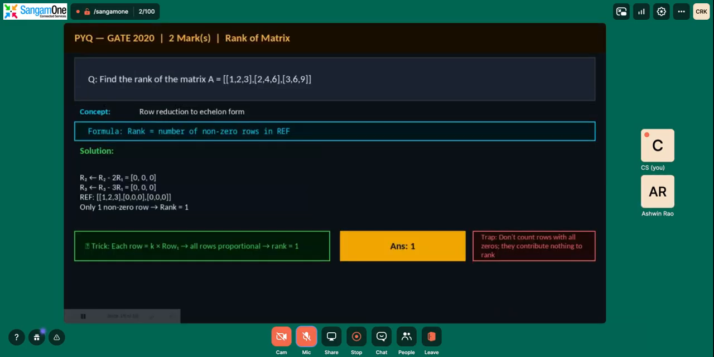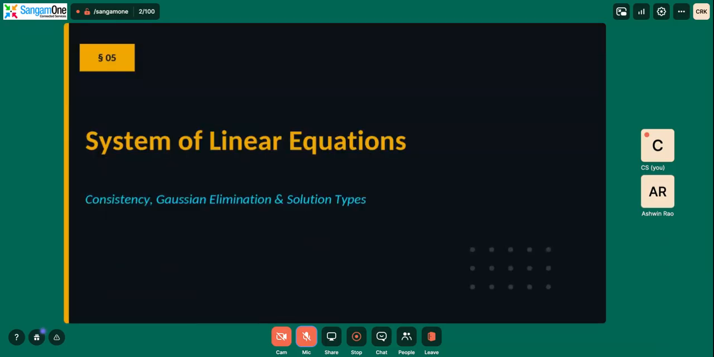The PYQ. As you can see here, this is the rank of the matrix. The answer would be 1. Moving on to system of linear equations.